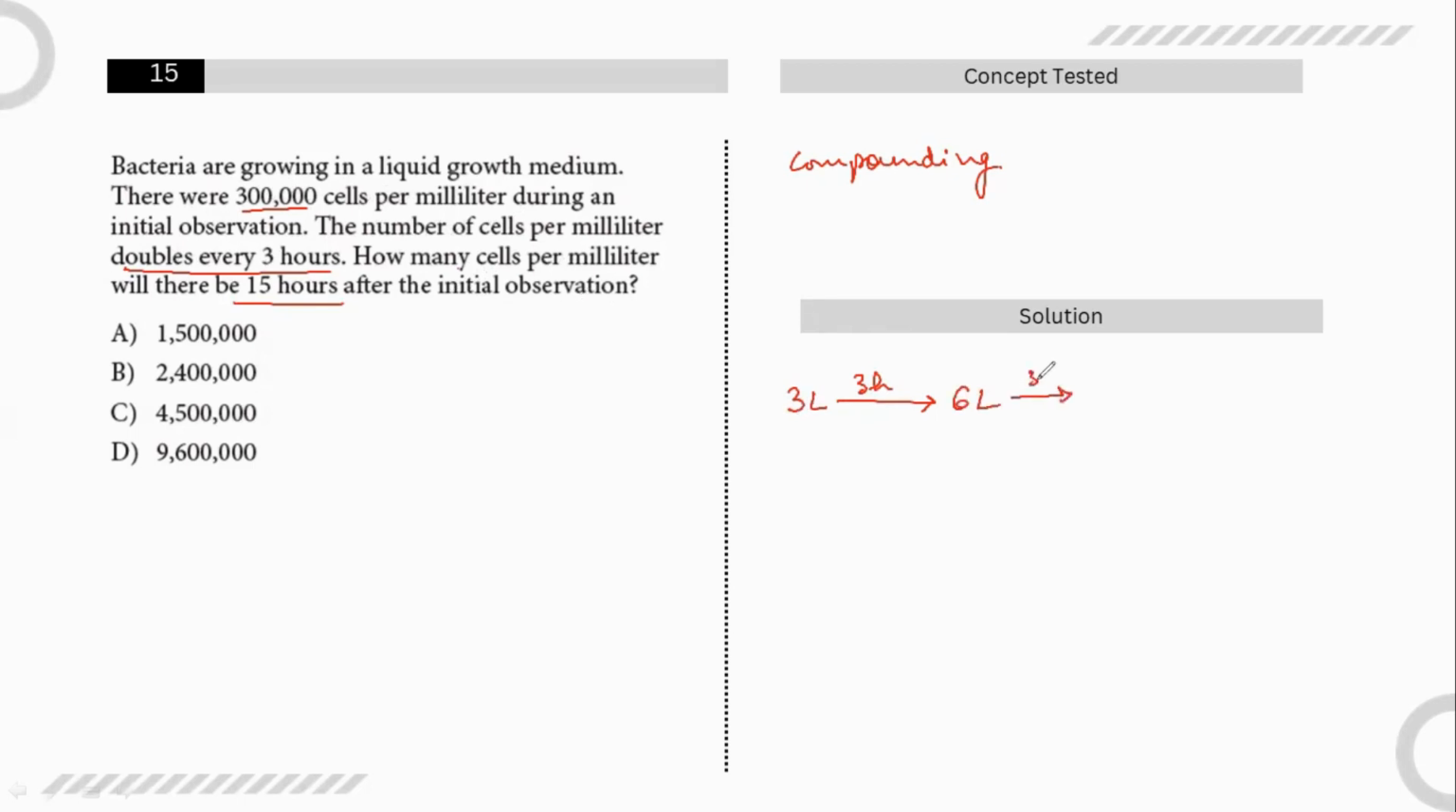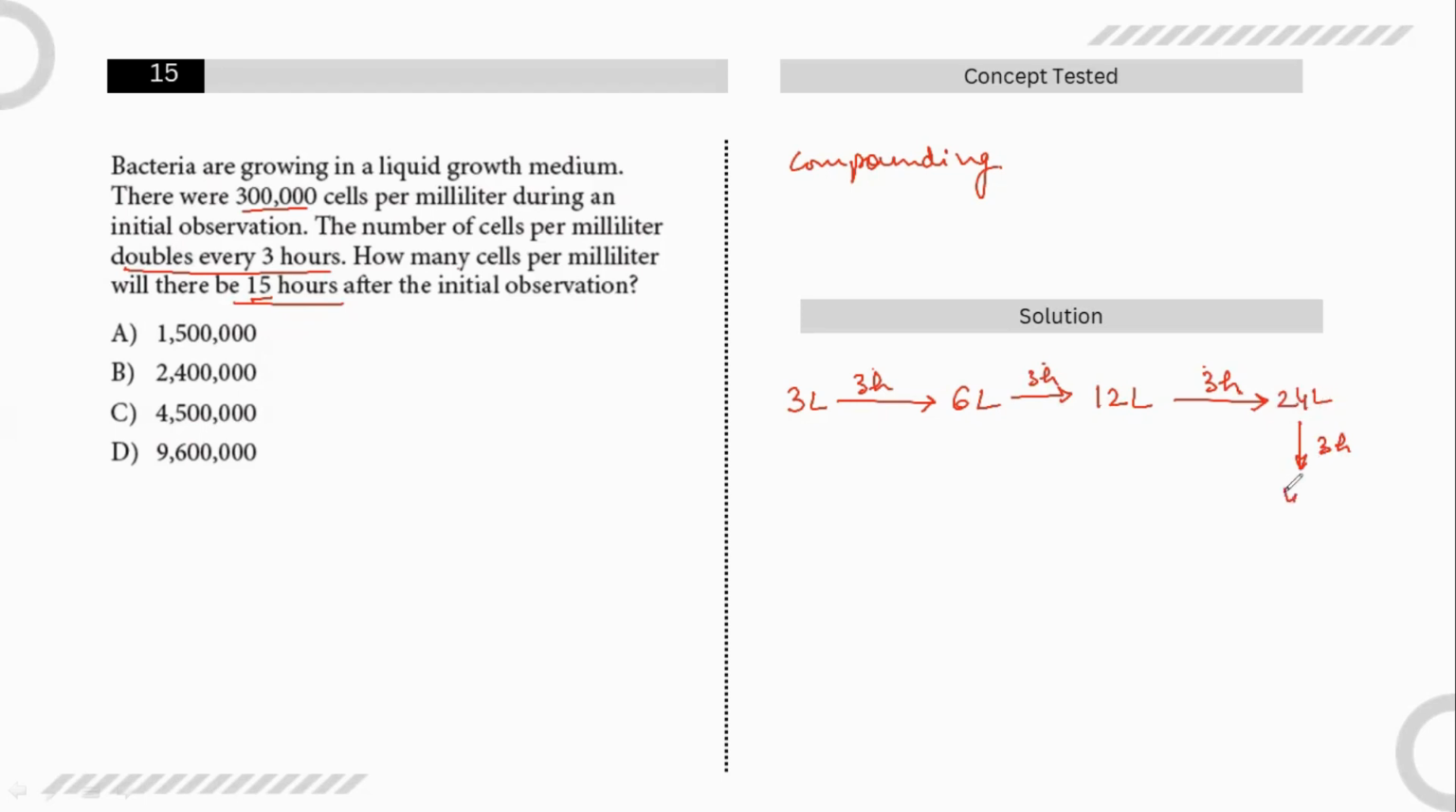So can we say in the next 3 hours, this 6 will get doubled to 12 lakhs? In the next 3 hours, this will double to 24 lakhs. Now, how many hours have we done? 3 hours in the beginning, then 3, then 3, so 9 hours are done and we have to reach 15 hours. So again, the next 3 hours, how many?